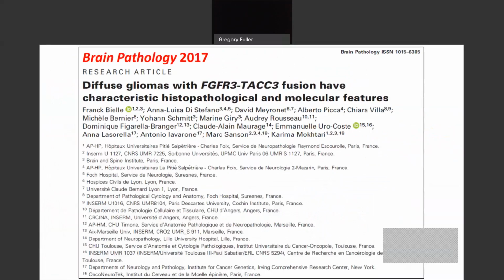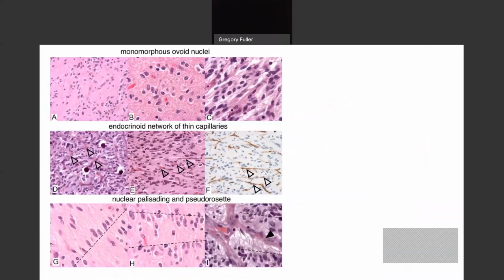We already knew about the molecular features. The big news here? Characteristic histopathological features? Are you kidding me? If you're an oncologic neuropathologist, you might want to know about those so that you can already know what the molecular signature is, or suspect it on the histology. Well, what are they? This is from that paper.